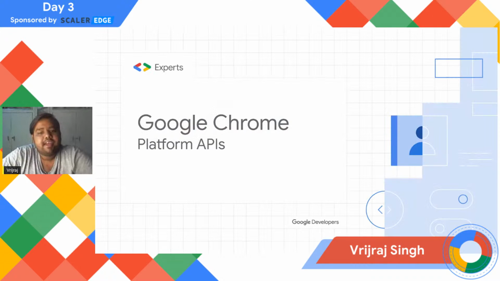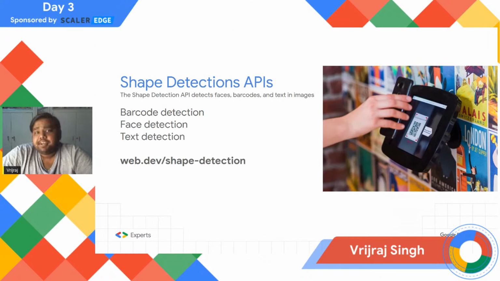Now, in this session I'm going to talk about Google developer APIs that you can use, which are built into the Chrome developer platform. The first one is the Shape Detection API. If you are working on a web platform and you have worked with the fetch API, fetch is a predefined method you can use for calling APIs. Similarly, we have APIs like the Shape Detection APIs.